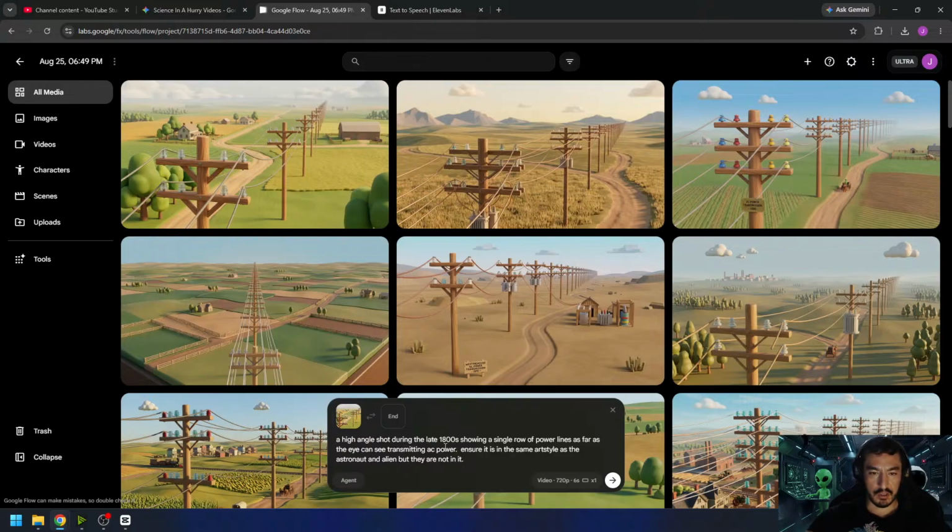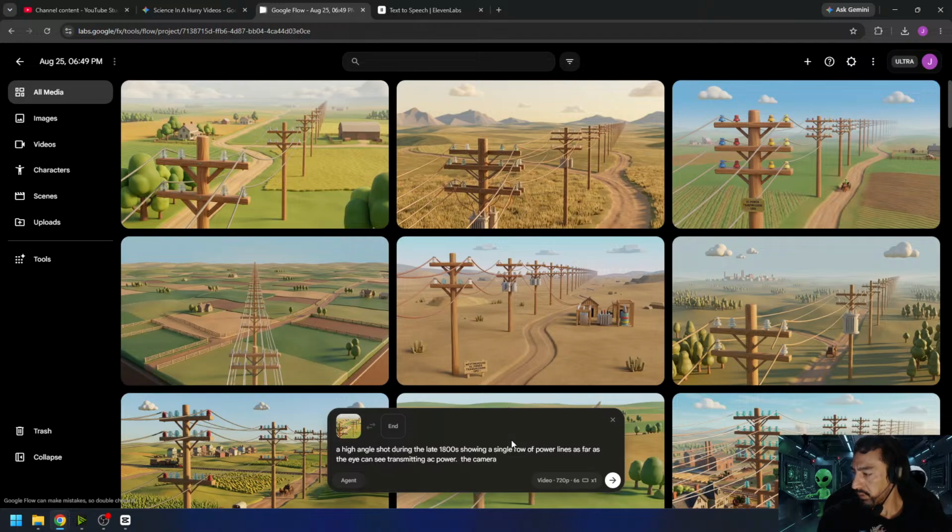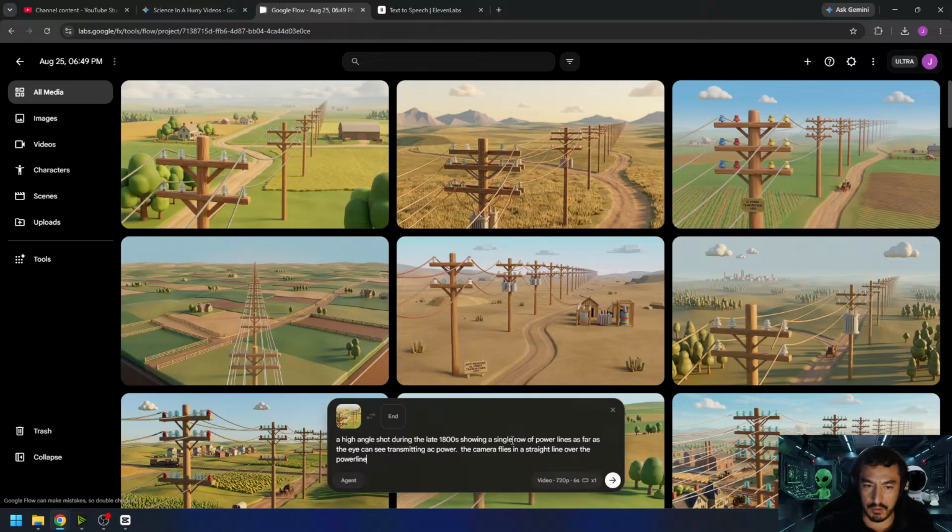So now we'll say a high angle shot during the late 1800s. This one, we'll just have the camera, what's the word I'm looking for? Flies in a straight line over the power lines to showcase how far they extend, something like that. Camera flies in a straight line over the power lines to showcase how far they extend.